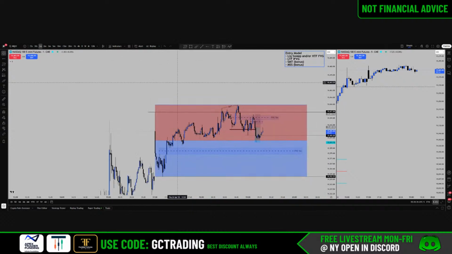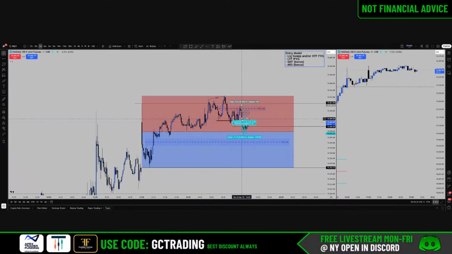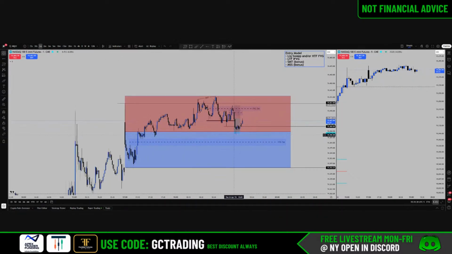So if we go back down here and look at this, our entry was in premium, of course, and we pretty much took it to the 50%. That's that 390 level that TA was talking about.